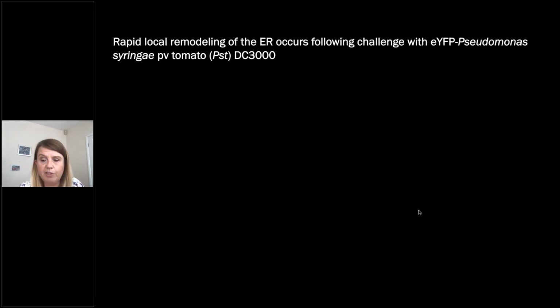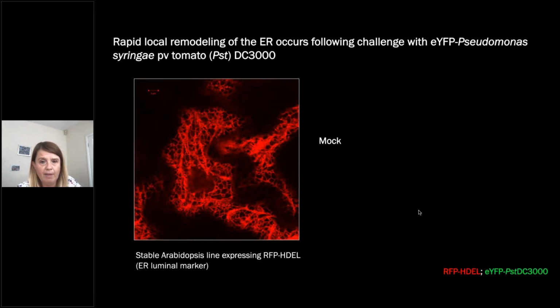So to do this, I took stable Arabidopsis lines expressing RFP-HDEL, which, if you remember, was the ER luminal marker. And I either did a mock infiltration where I infiltrated magnesium chloride, or I infiltrated with DC3000 stably expressing YFP. So in all the images that I'm going to present, the plant ER is in red and the DC3000 bacteria is in green.